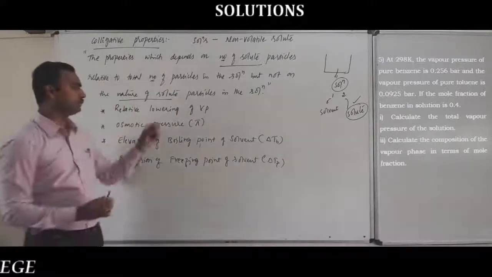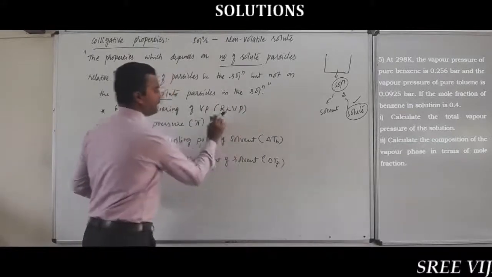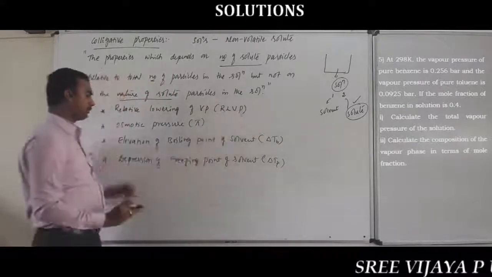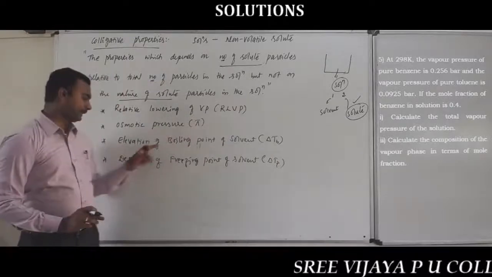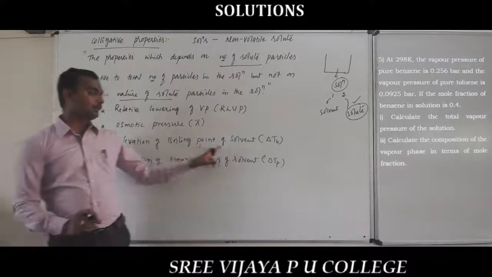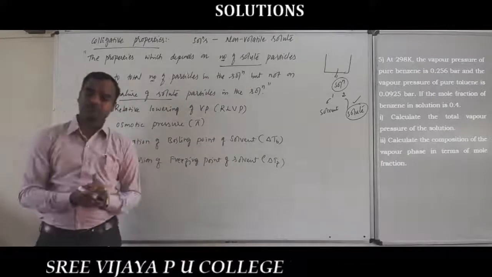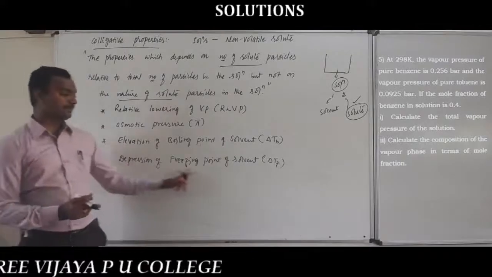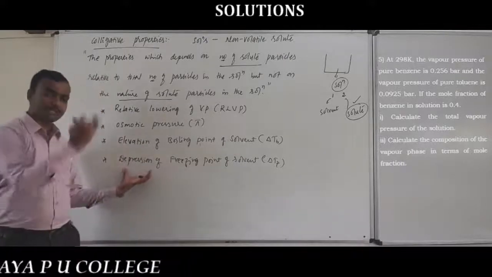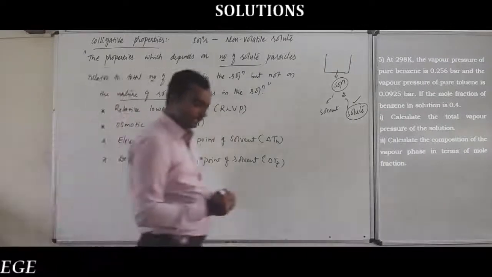That is relative lowering of vapor pressure, shortly called RLVP, and osmotic pressure, that is pi. In this we are going to study osmosis also, and elevation of boiling point of solvent, that is how the boiling point of solvent increases in the presence of solute. And depression of freezing point of solvent. Depression is nothing but decrease in freezing point of solvent by adding non-volatile solute. So those are the colligative properties.